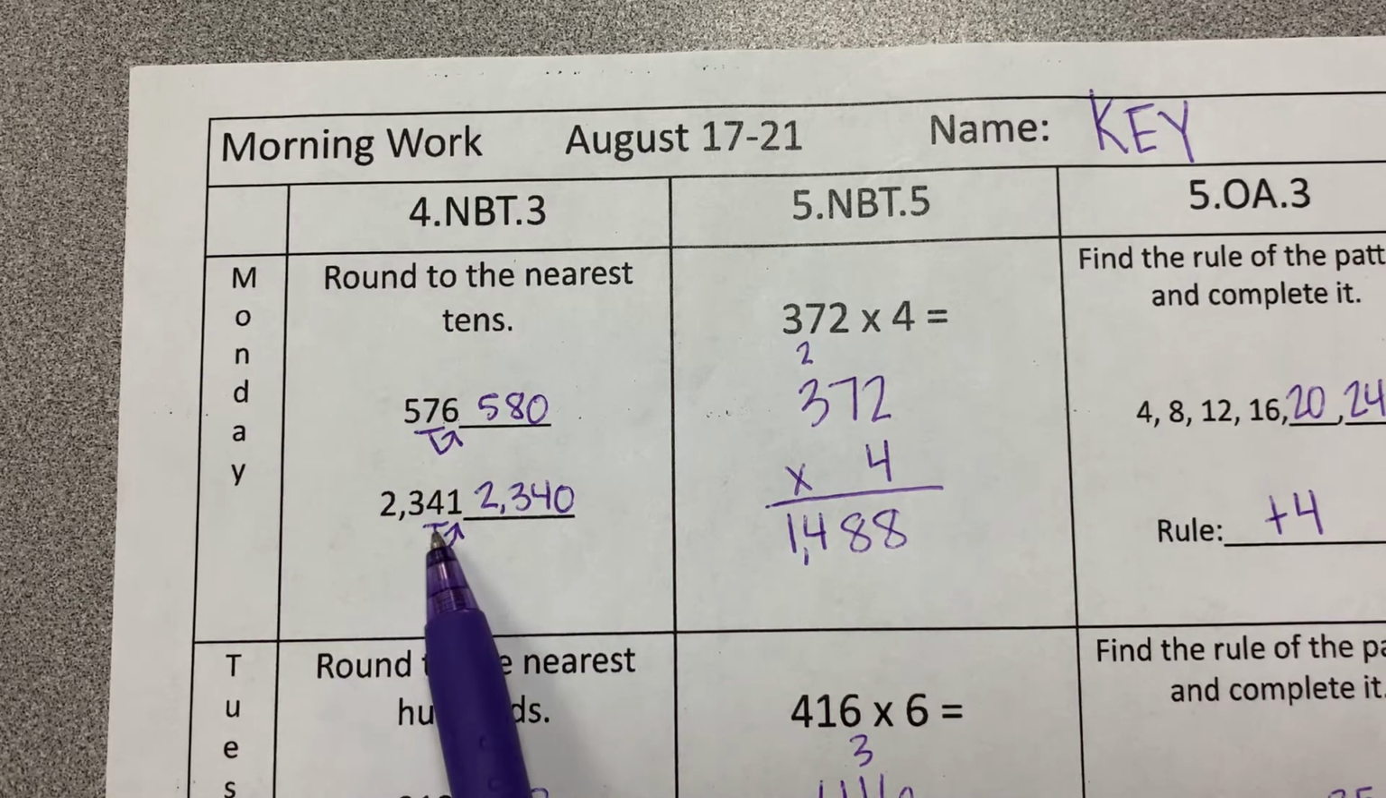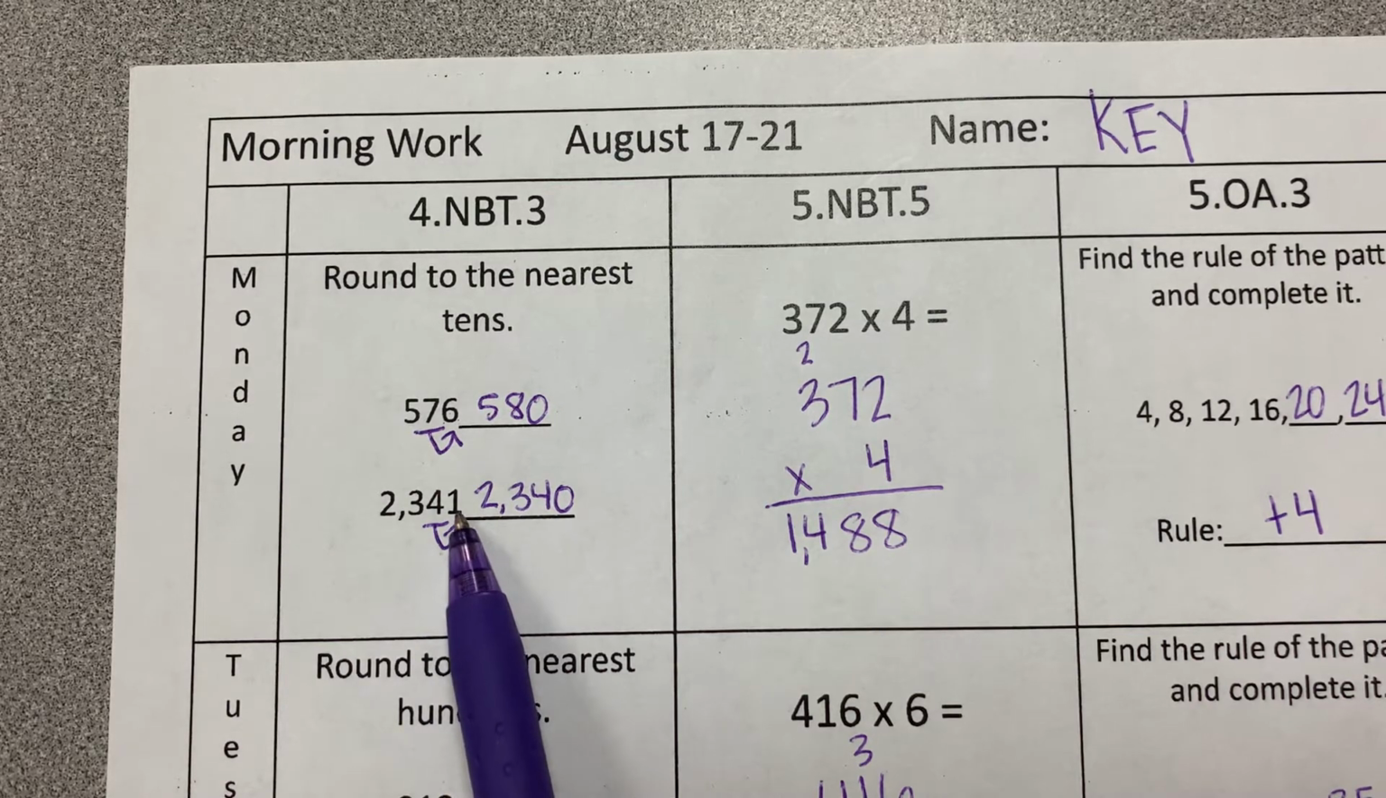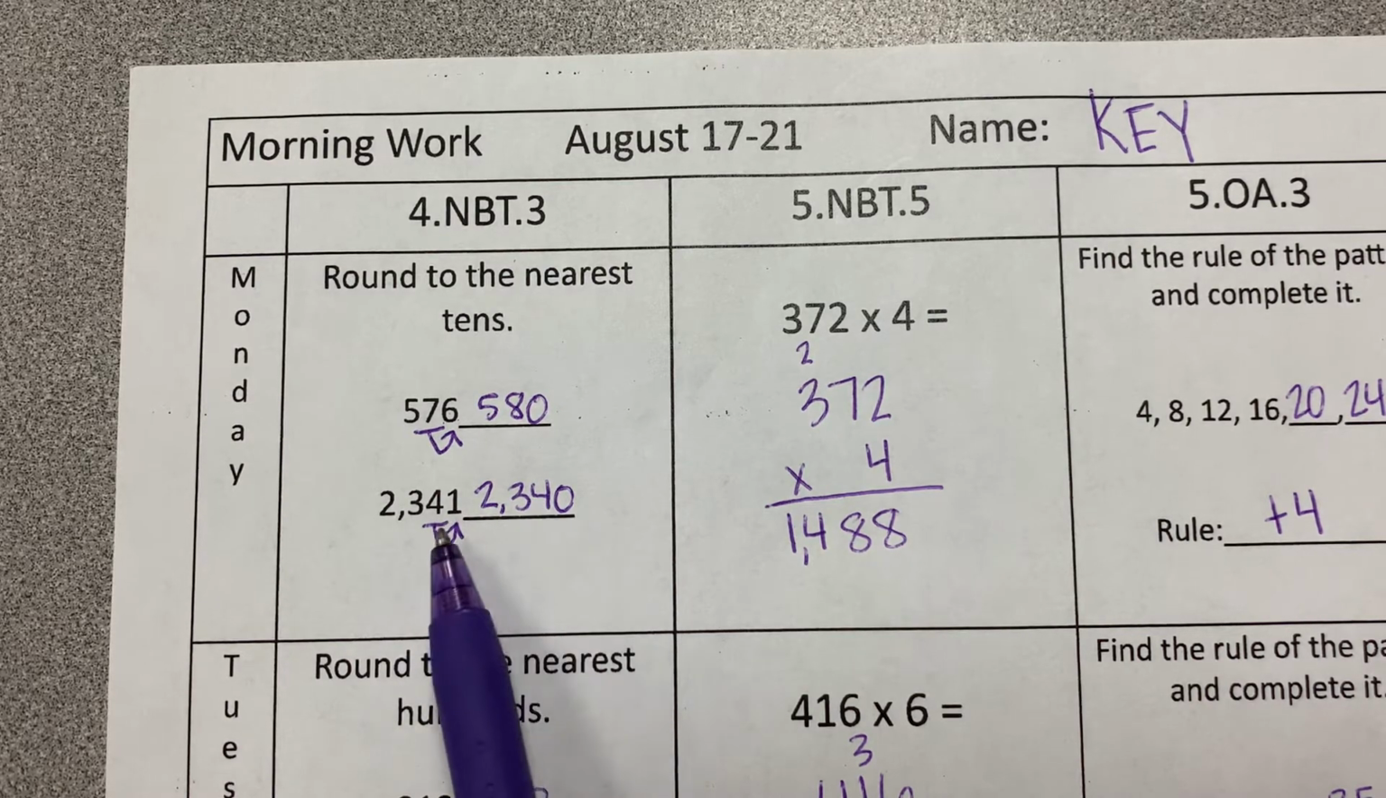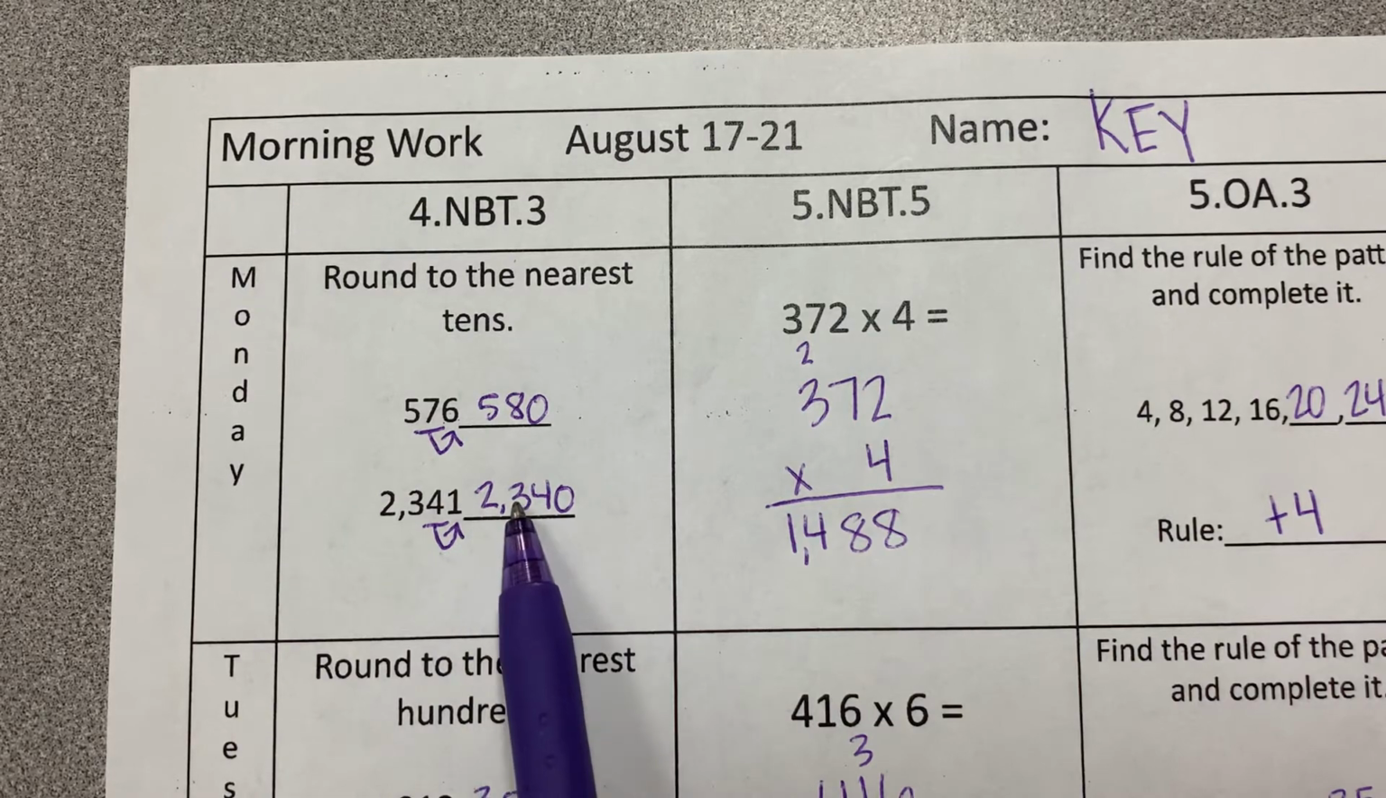We're going to underline the 4 and look at the 1. The 1 is weak, so the 4 stays the same. The 1 becomes a 0, and the 2 and the 3 stay.